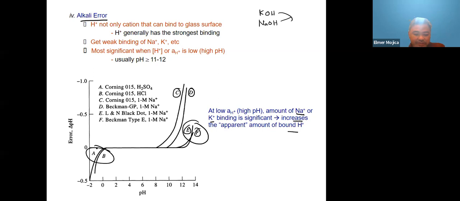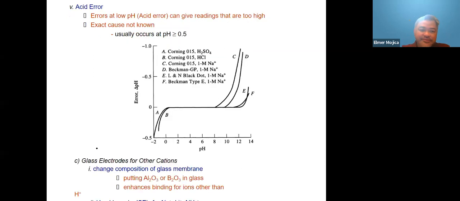Ito naman yung tinatawag nating acidic error. This is just the same figure. So acidic error, that's errors at low pH. Okay, because yun yung acidic, di ba? And it can give you readings that are too high. Now, they still don't know the exact cause of this, but they usually observe it happen when the pH is more or equal to 0.5.